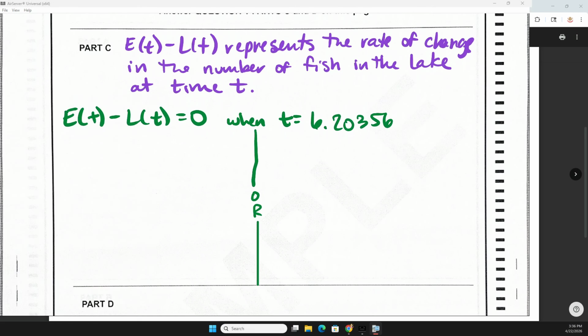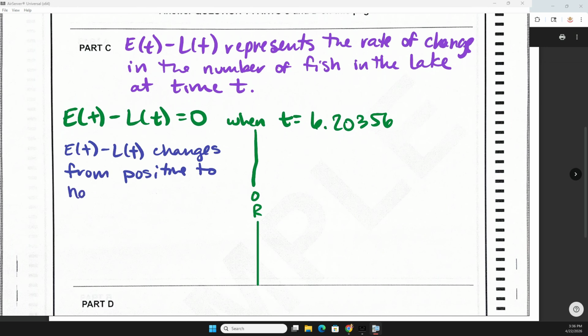So we're going to write that out in a little bit more specific words. And so E of t minus L of t changes from positive to negative at t equals 6.20. You can say 3 or 4 decimal places, it doesn't matter, creating a relative maximum.